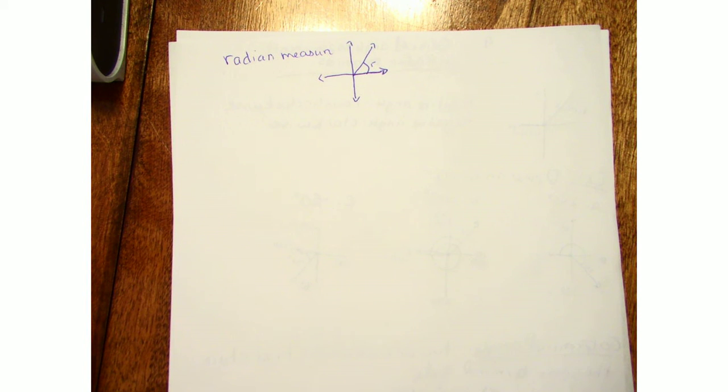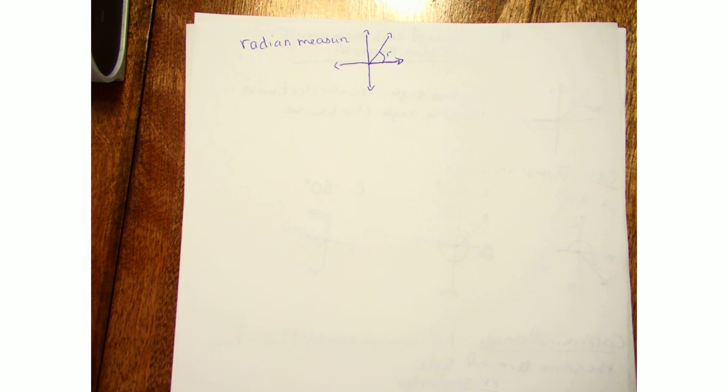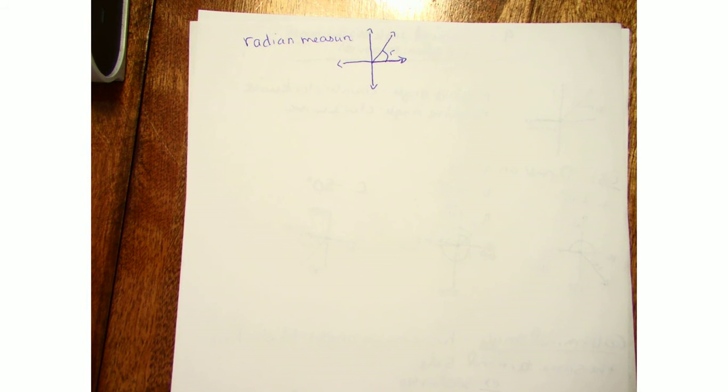It says angles can be measured in radians. To define a radian, consider a circle with a radius r centered at the origin shown right here. 1 radian is the measure of an angle in standard position whose terminal side intercepts the arc of length r. So it's saying the terminal side intersects this to get your radian.